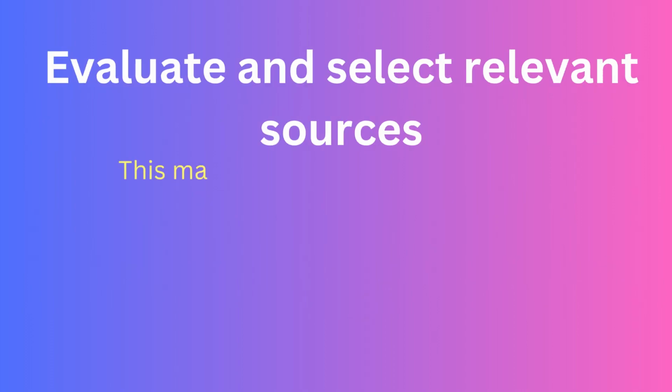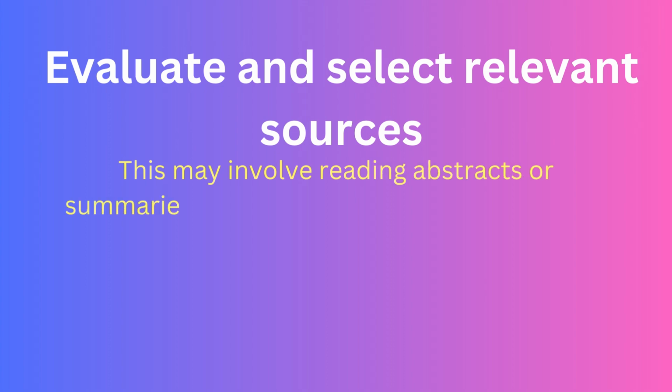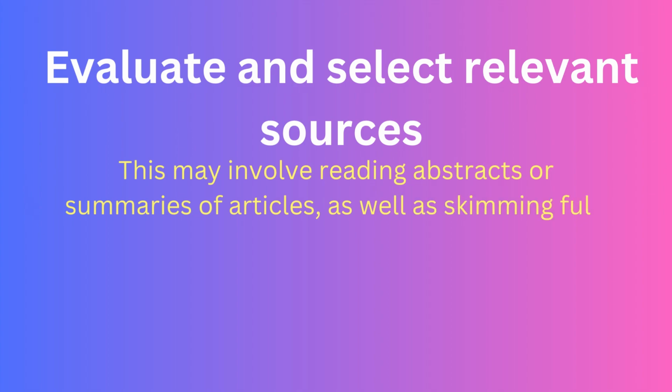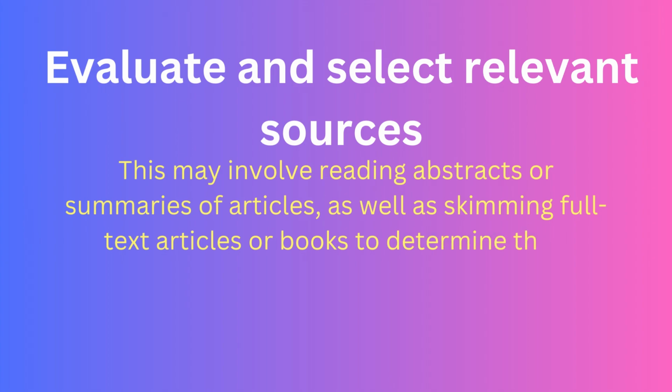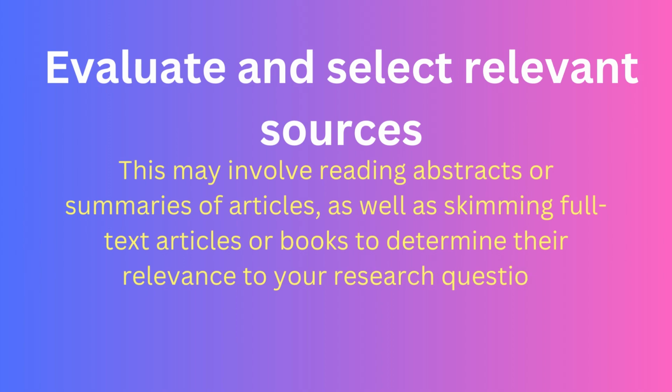Evaluate and select relevant sources. Once you have compiled a list of potential sources, you will need to evaluate and select the most relevant sources to include in your literature review. This may involve reading abstracts or summaries of articles, as well as skimming full-text articles or books to determine their relevance to your research question.